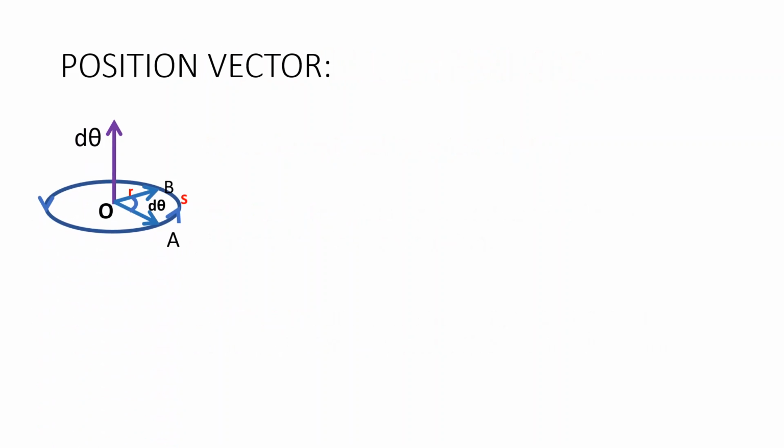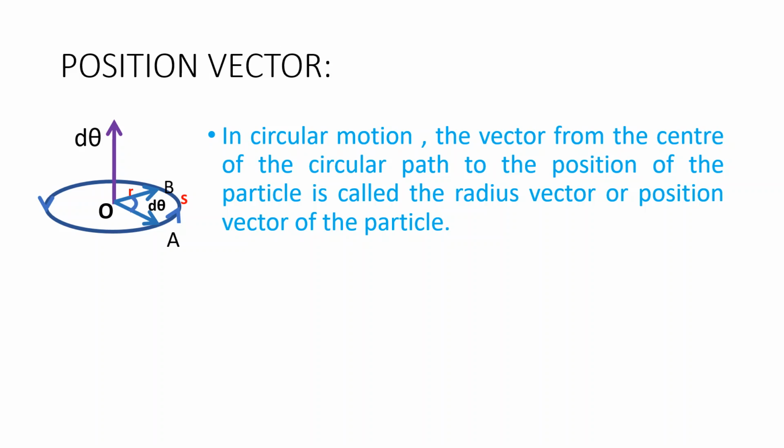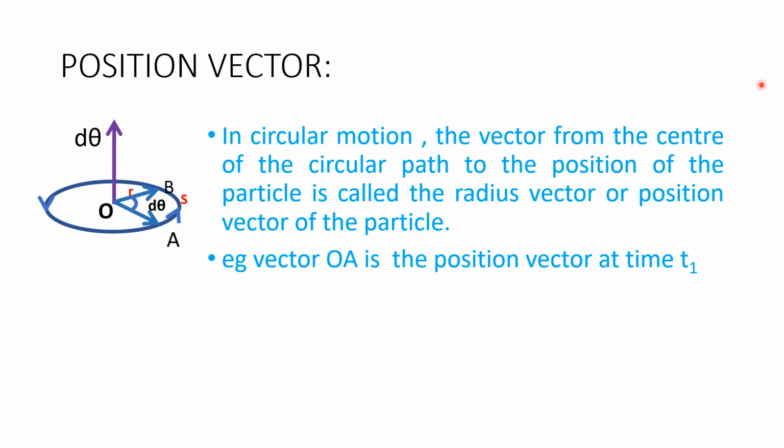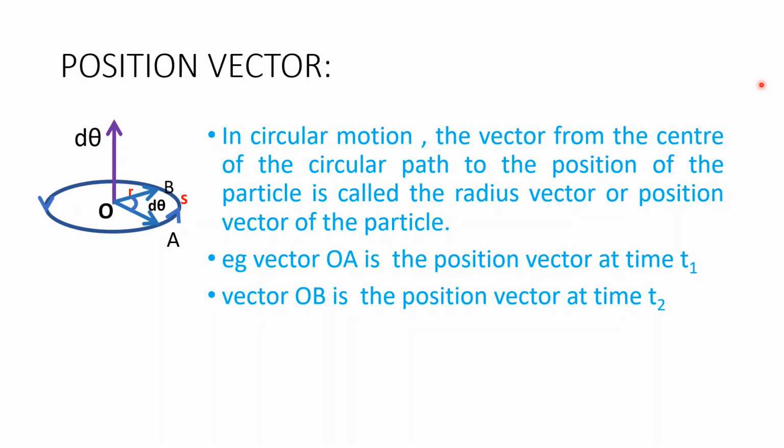In circular motion, let us see some terms. One is position vector. Position vector is that vector drawn from the center of a circular path to the position of a particle, and it is also called a radius vector. So here we can see the vector drawn from point O to A is a position vector, as well as the vector drawn from O to B. The examples of position vector are the vector OA at time t1 and the vector OB at time t2.